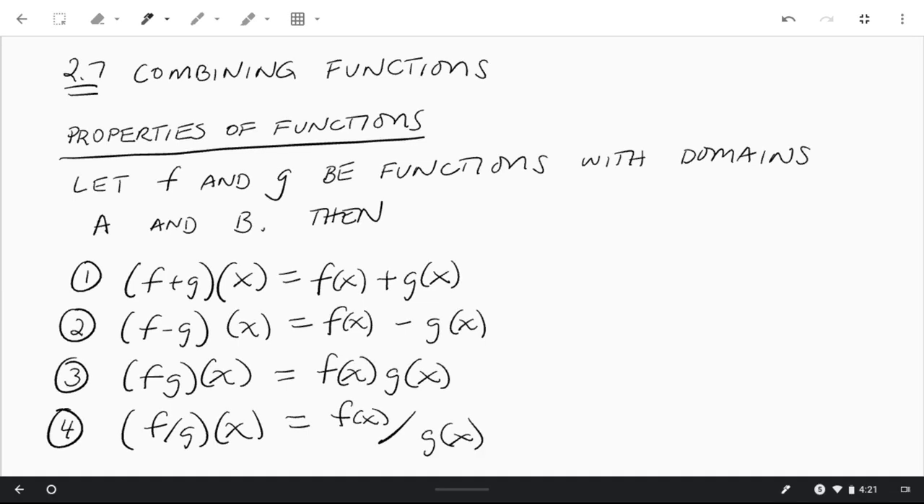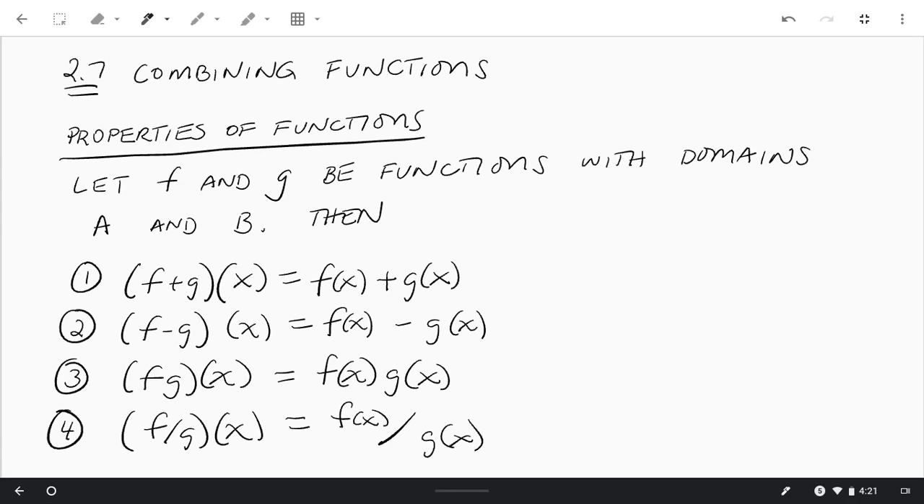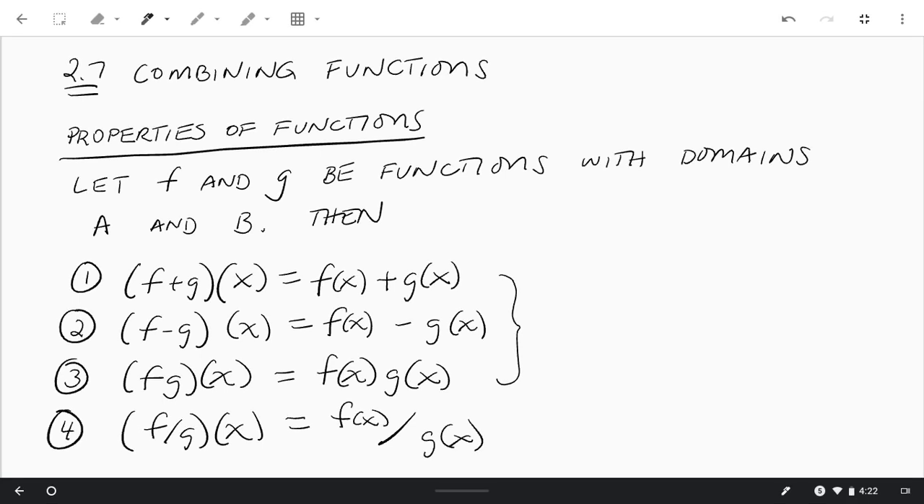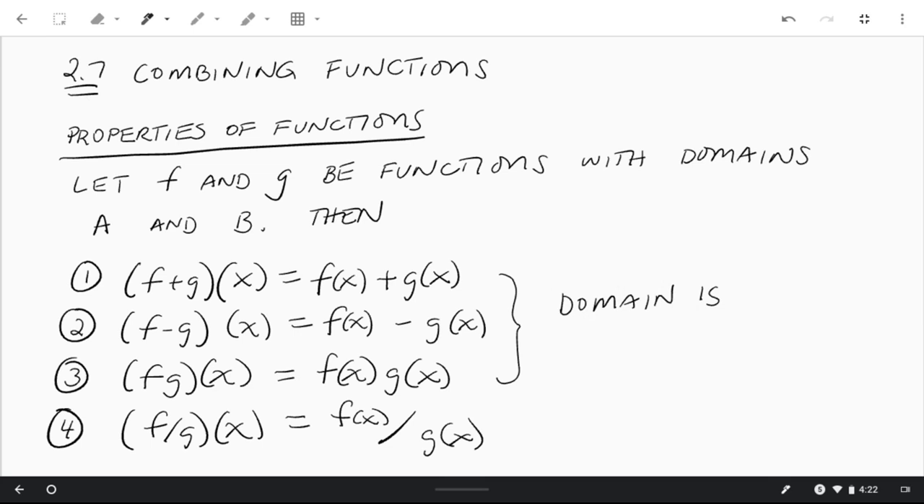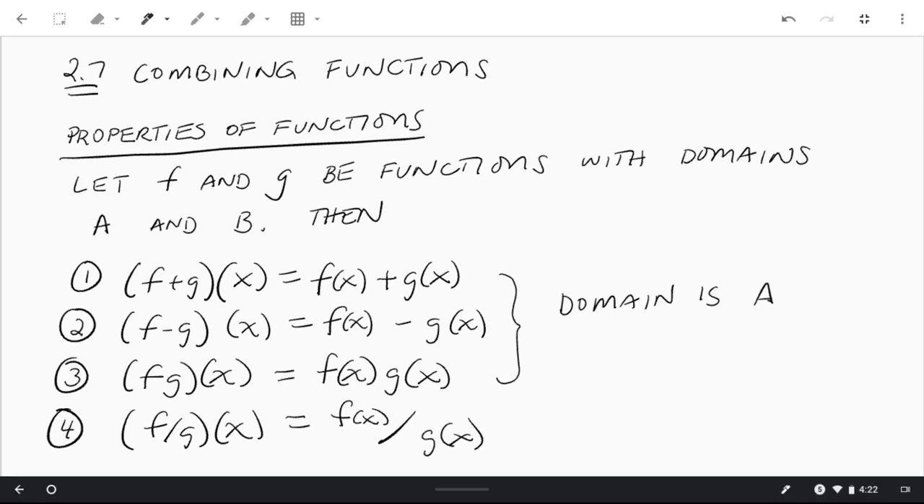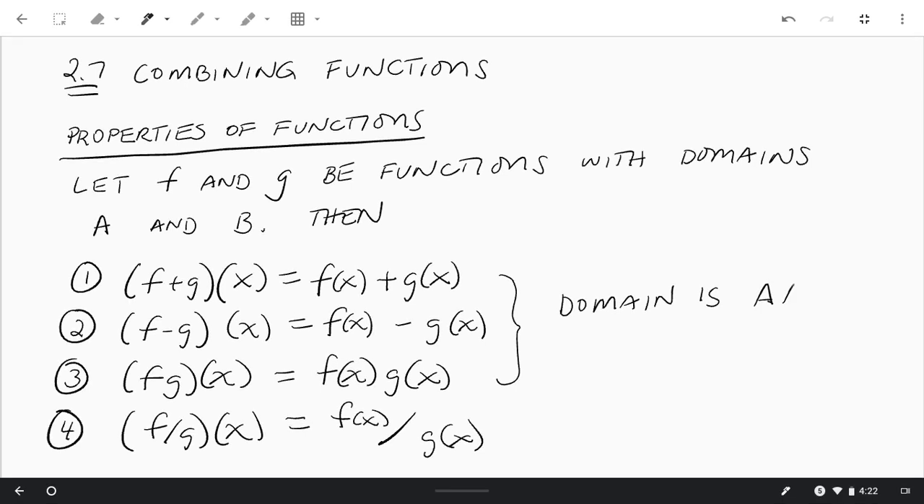All right, now for these first three functions here, the domain is going to be the intersection of A and B. So the intersection of A and B means that it's all of those numbers that A and B have in common.